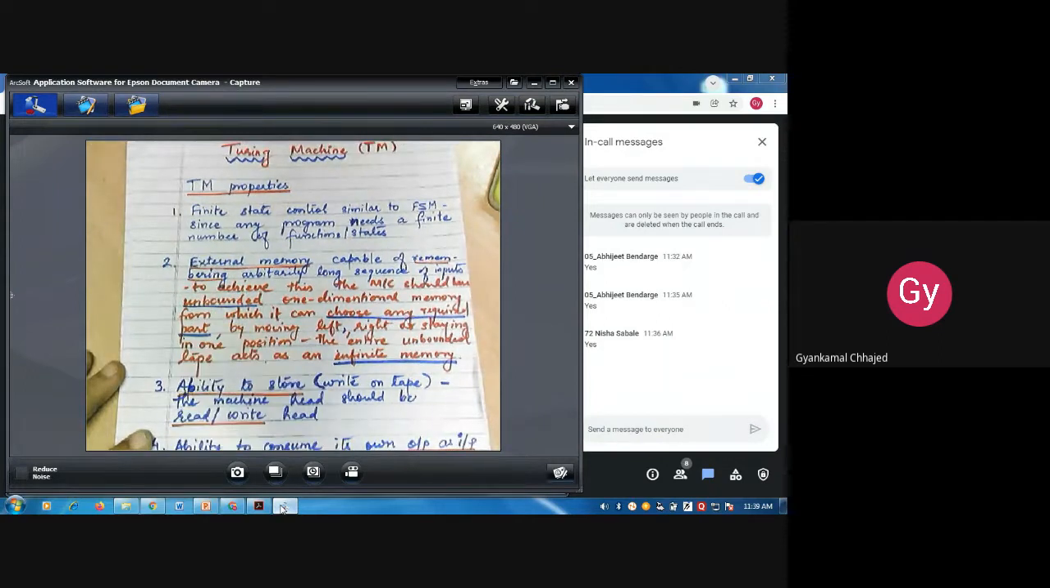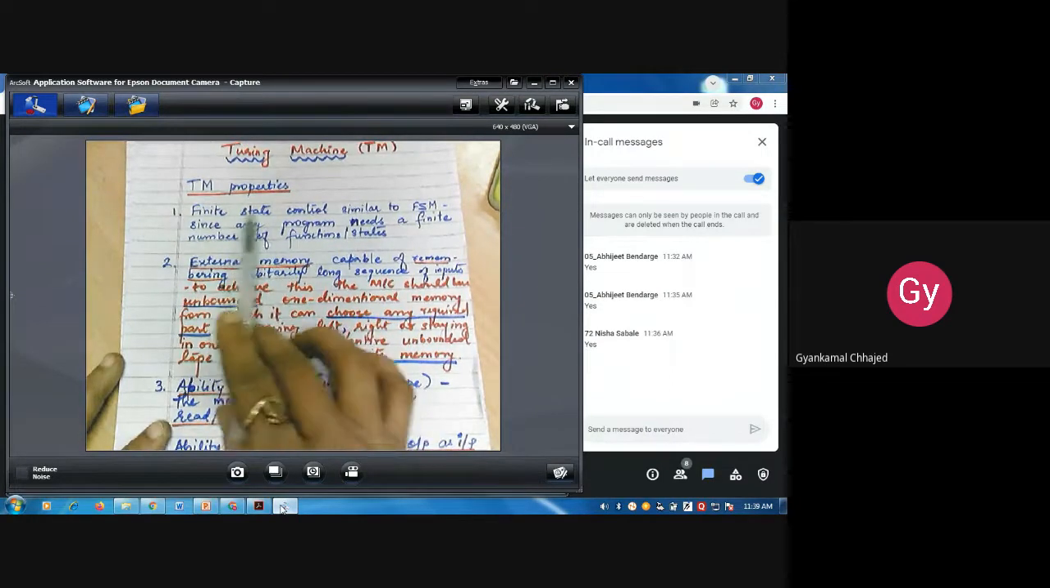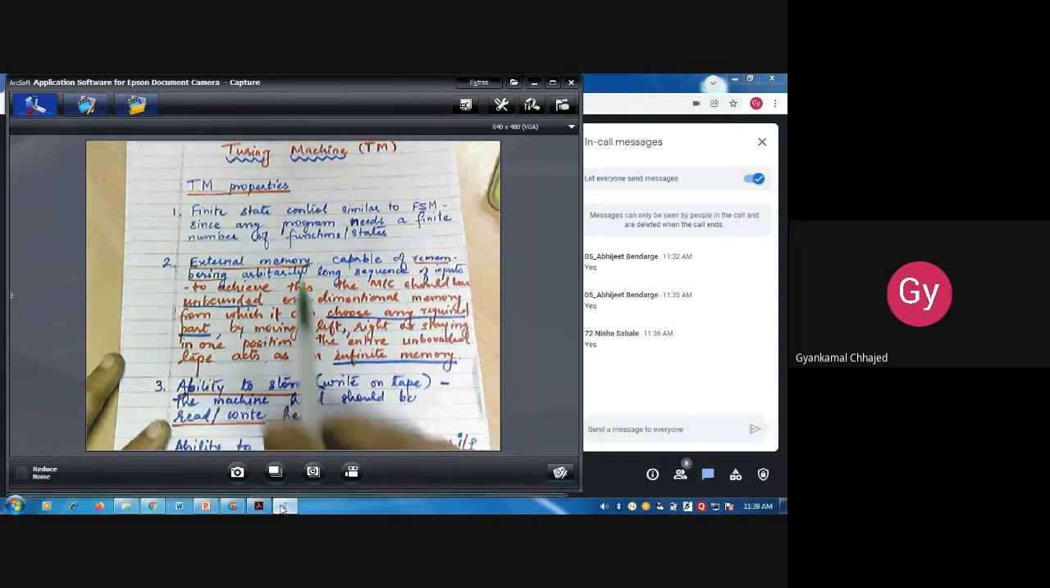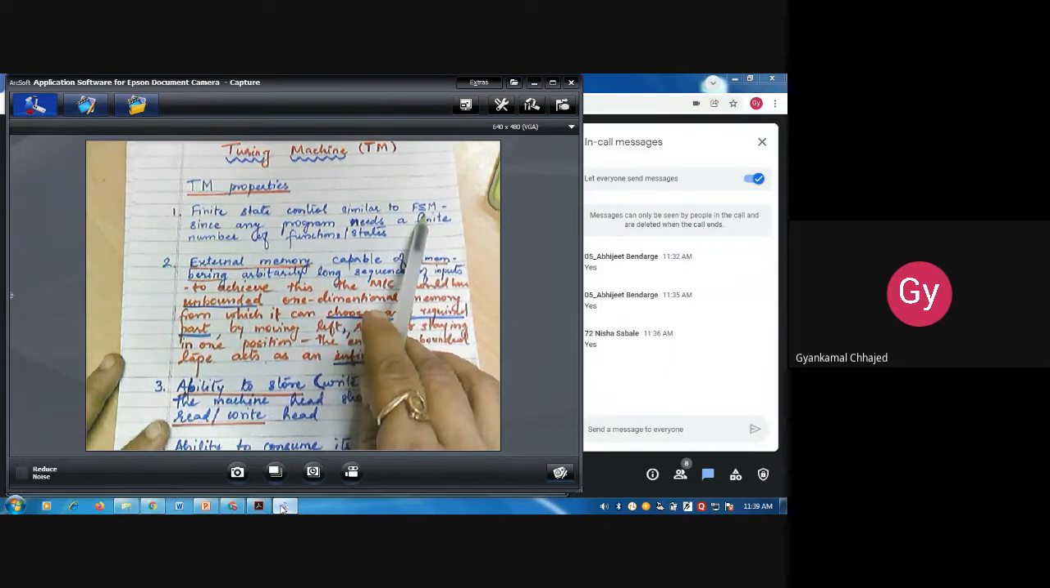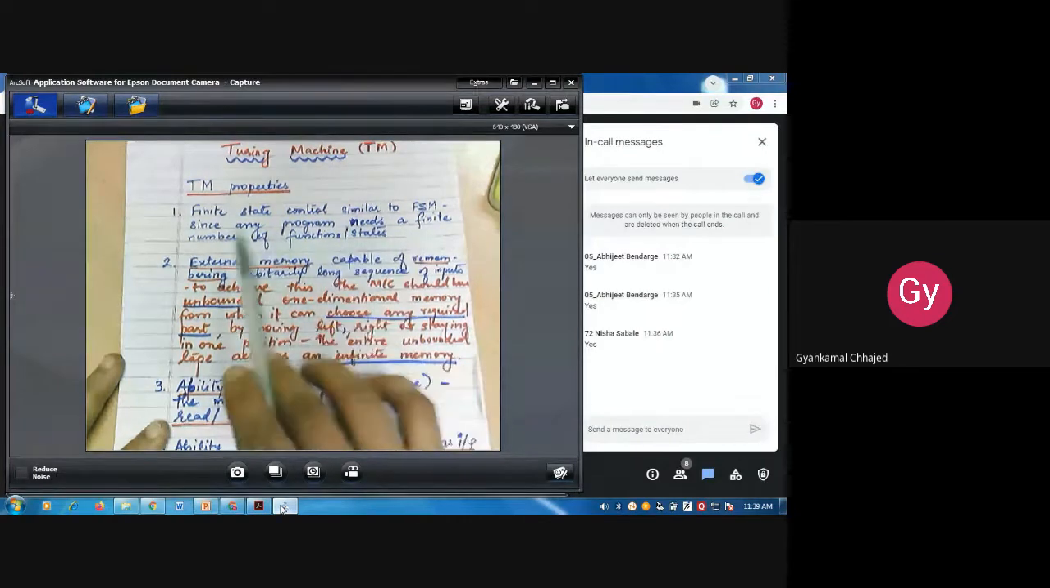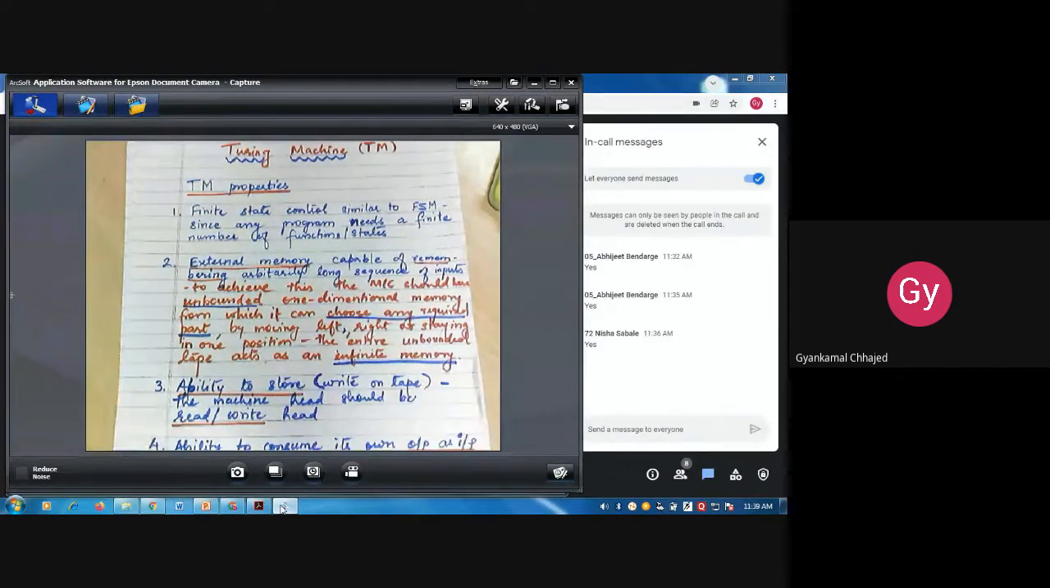Since we have to cover much of the part, we'll be using my notes and we'll discuss whenever it is required. So this is just the refreshment. Finite state control, similar to finite state machine, since any program needs a finite number of functions and states. So here, a very basic machine.